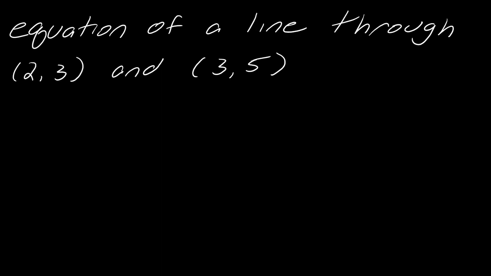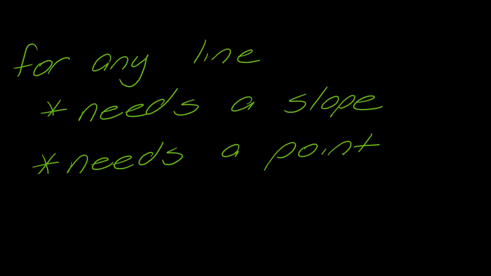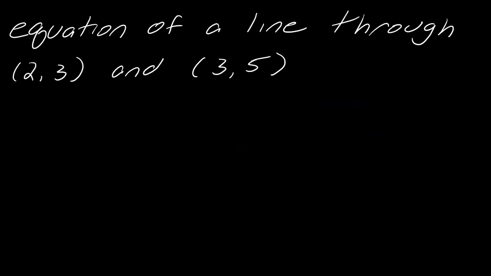The other type that I'm going to cover here, and I should say that I haven't covered all types, but I've covered some big ones. So the other type is writing the equation of a line through 2 points. So to write the equation of a line in 2 points, there's really 2 things that you need for any line: a line needs a slope and it needs a point. Those are the 2 things you need to figure out the equation for any line.